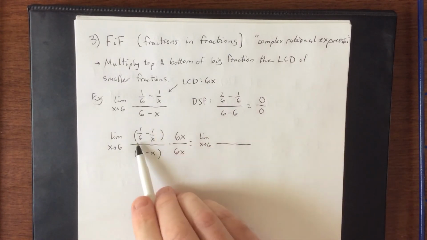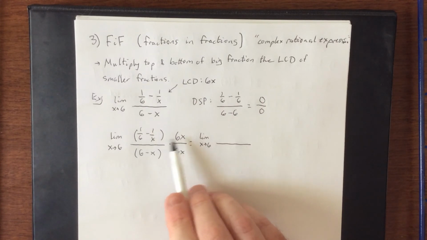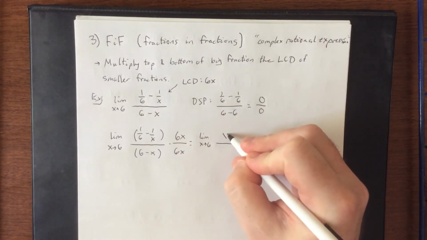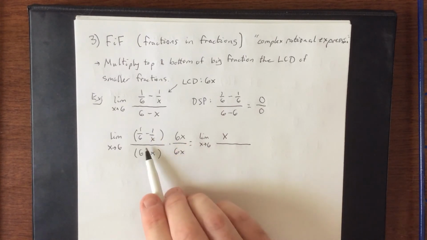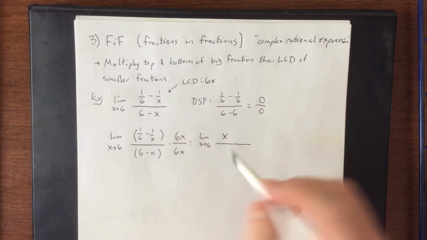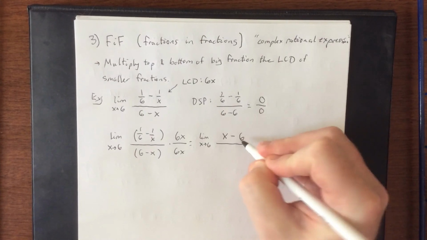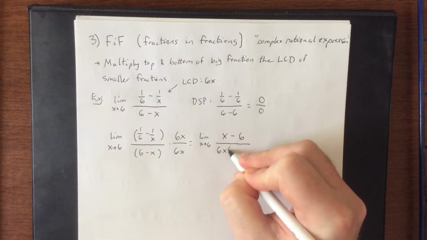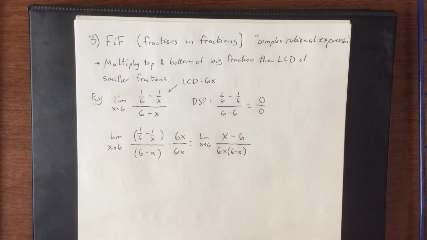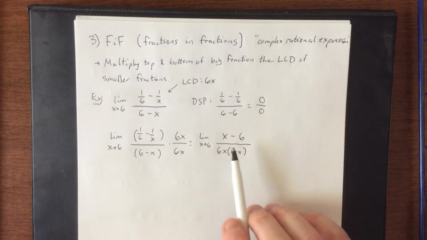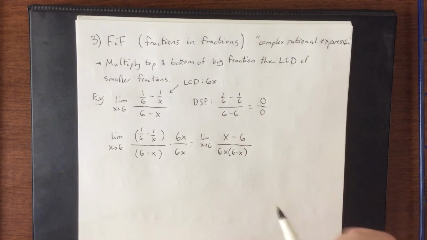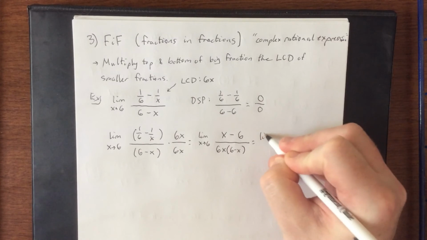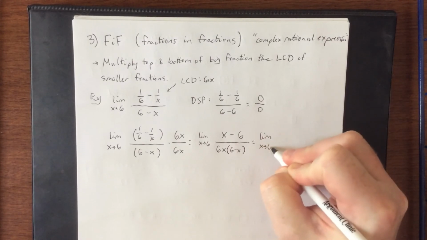If I take 1 over 6 and I multiply by 6x, the 6's will cancel, leaving me with just an x. If I take 1 over x and multiply by 6x, the x's will cancel out, leaving me with just a 6. In the denominator, there's no need to simplify any further, so we won't bother. You'll notice now that your numerator contains an x minus 6 and your denominator contains a 6 minus x. Those are related to each other, but not exactly equal.